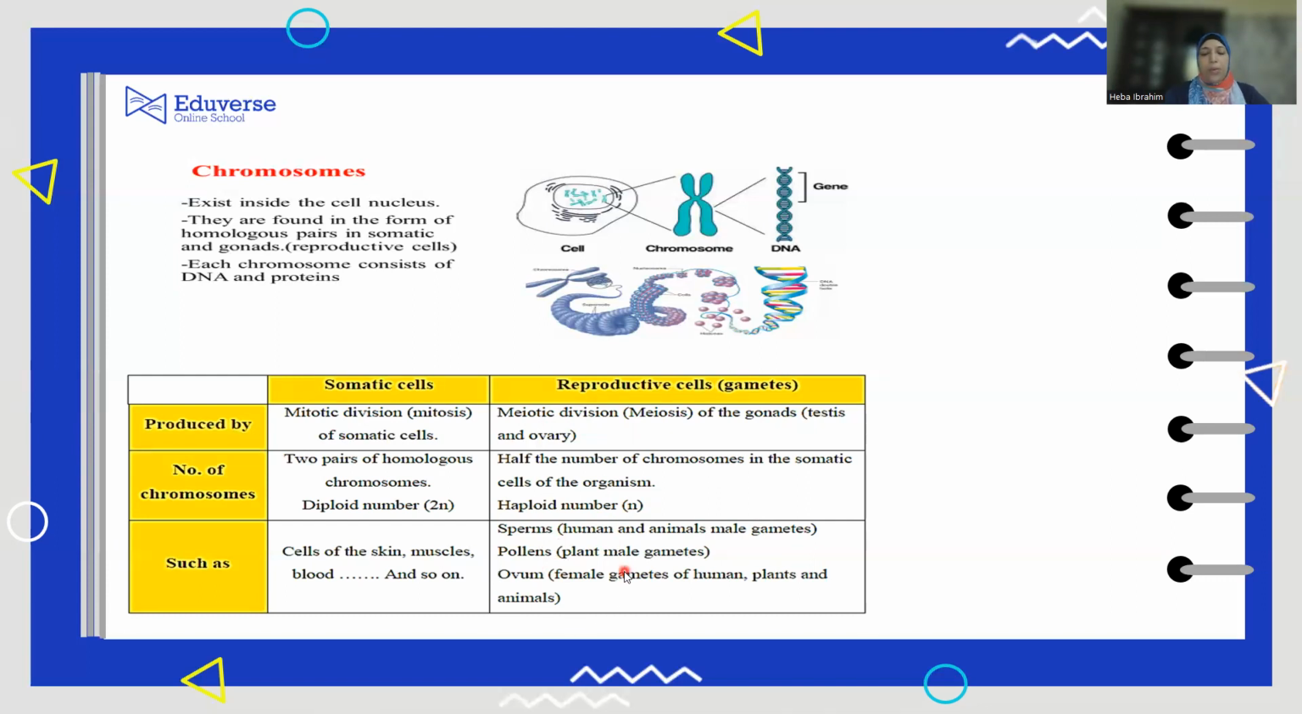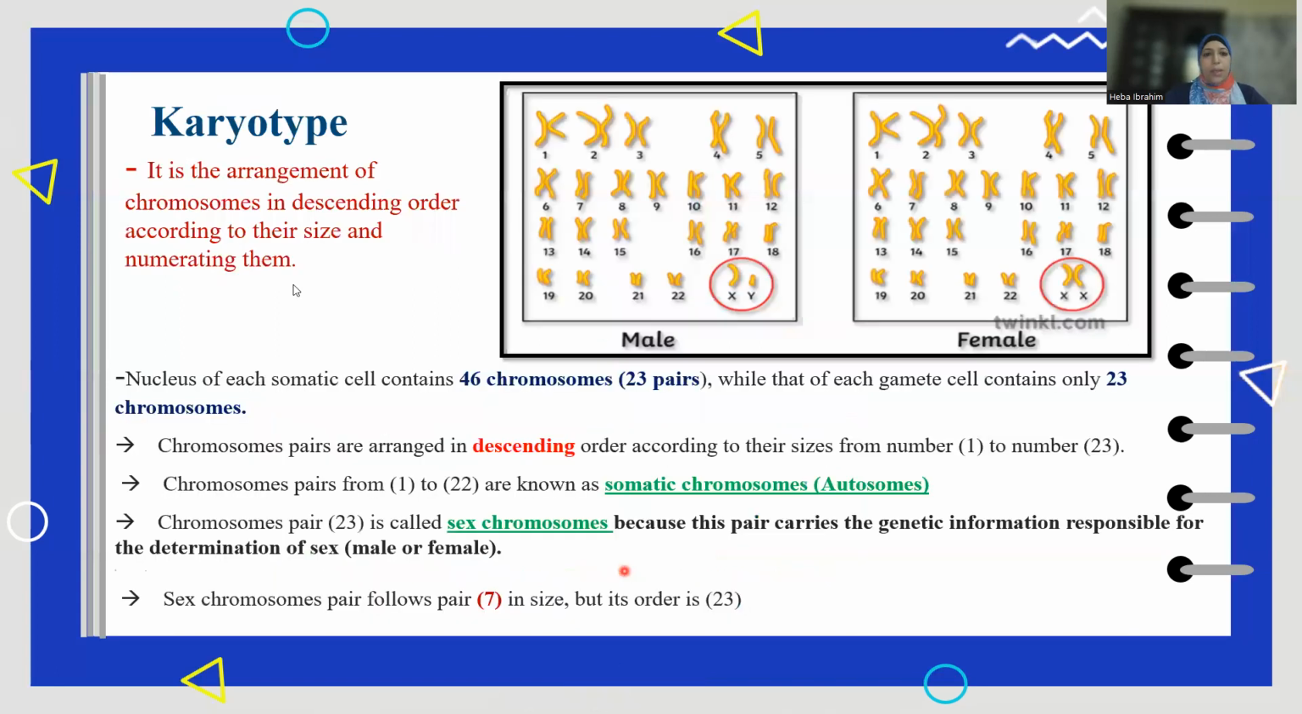Now we are going to learn one of the most important topics in our syllabus, which is called the karyotype. What is meant by the karyotype? Karyotype means the arrangement of our chromosomes inside the cells in a descending order according to their size. So chromosomes inside the body of a human, or of any living organism, are arranged in a descending order according to size.